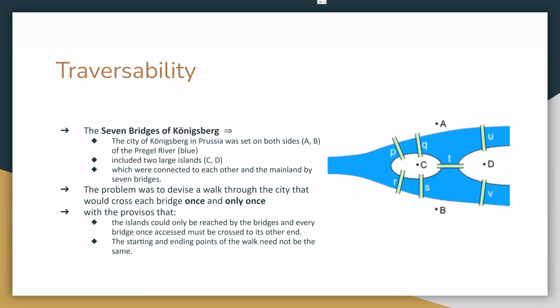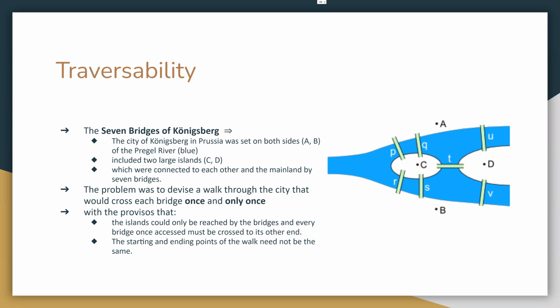So this is another problem called traversability, and this was a kind of famous old story from old Europe. You have this town, the city called Königsberg. It's pronounced sort of as in German, I guess. So you have the town on the two sides of a river. The town goes across the river. You have a lot of those in Europe.